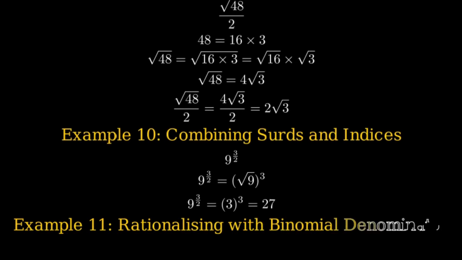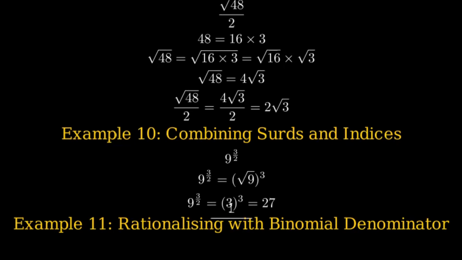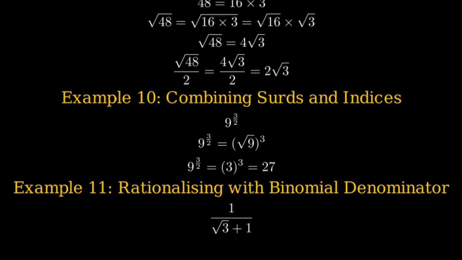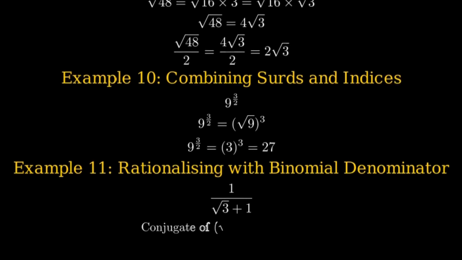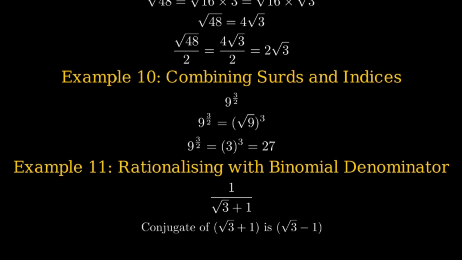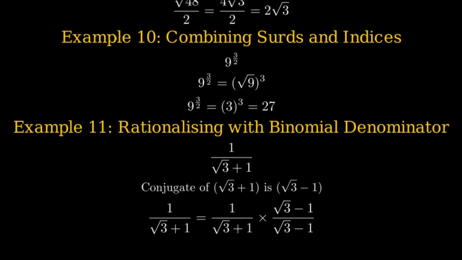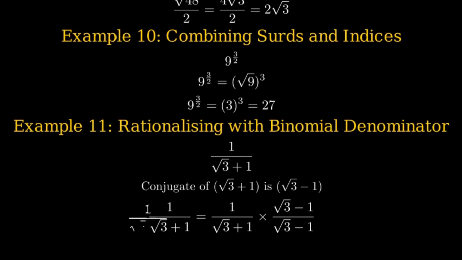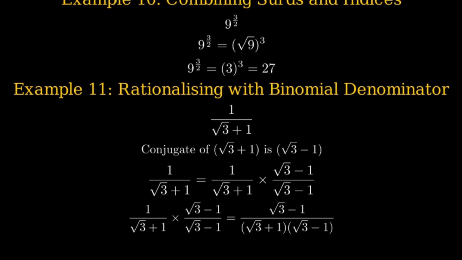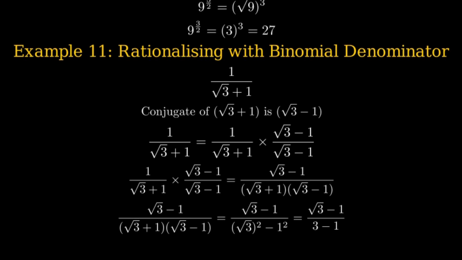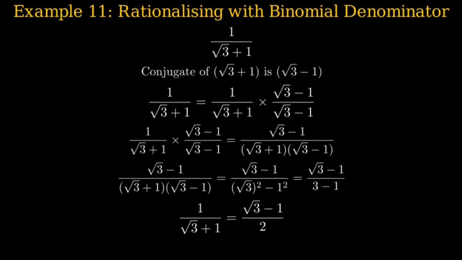In our final example, we'll tackle a more challenging problem: rationalizing a denominator with a binomial expression. We need to simplify the fraction 1 over root 3 plus 1. When we have a binomial with a surd in the denominator, we multiply both the numerator and denominator by the conjugate of the denominator. The conjugate of root 3 plus 1 is root 3 minus 1. So we multiply by root 3 minus 1 over root 3 minus 1. In the numerator, we get root 3 minus 1. In the denominator, we have root 3 plus 1 times root 3 minus 1, which equals root 3 squared minus 1 squared, which is 3 minus 1, which equals 2. So our final answer is root 3 minus 1 over 2.